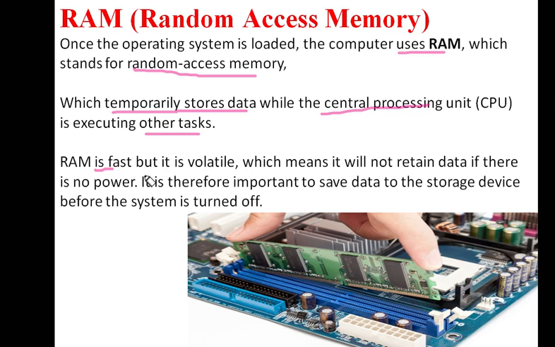Then RAM is fast, but it is volatile. Volatile means what? Please remember this keyword, volatile and non-volatile. Volatile means it will not retain data if there is no power. If power is off, then your data is going to be erased. So that's why we call RAM volatile. It is therefore important to save the data to the storage device before the system is turned off. We have to store our data in a storage device before powering off the system. That's what we can call primary memory: RAM is volatile. When power is off, the entire data is going to be erased.